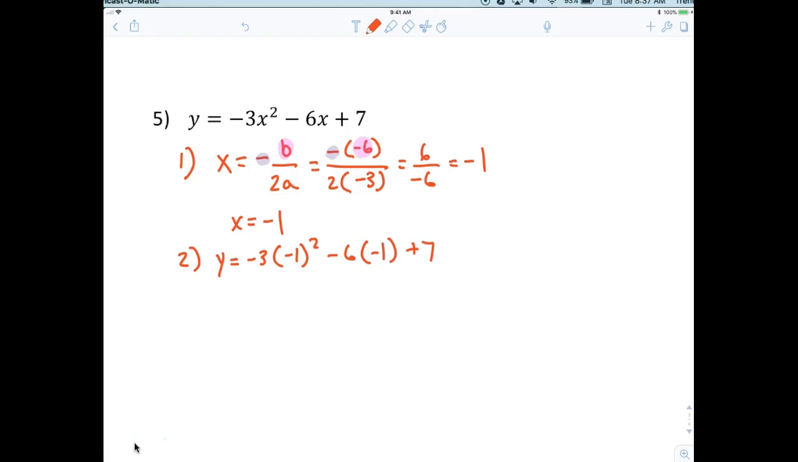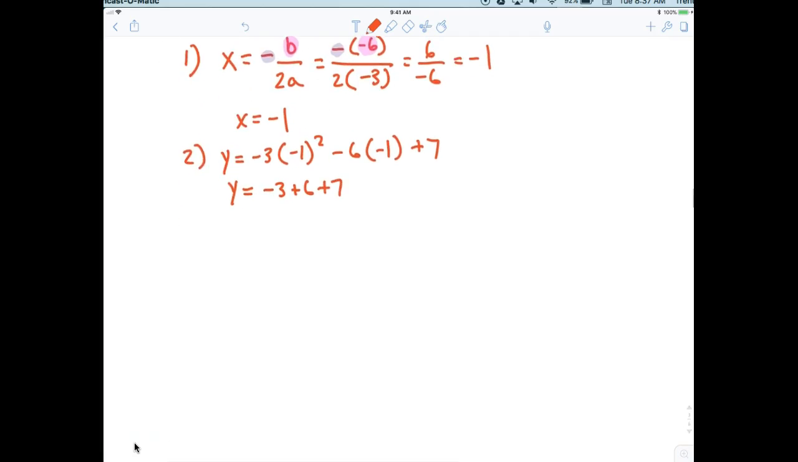You don't need a calculator for that. You're practicing mental math. What's negative 1 squared? 1. 1 times negative 3. Negative 6 times negative 1. So what is y? Yeah, good job, guys. 10. Y equals 10. Struggling with negative 3 plus 6 plus 7. You wonder why there's a problem.